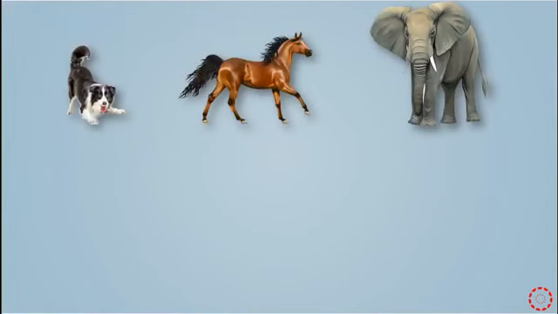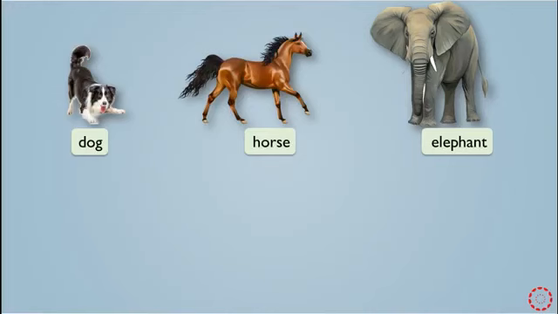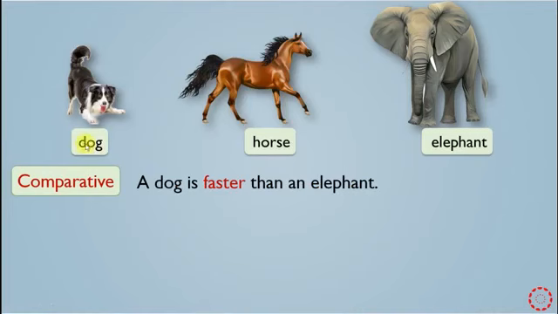Here we have three animals, a dog, a horse, and an elephant. Let's make a comparison between these three animals. At the beginning, let's make a comparison between the dog and an elephant, and we use the adjective fast. We say a dog is faster than an elephant. Faster. A comparative compares two things.